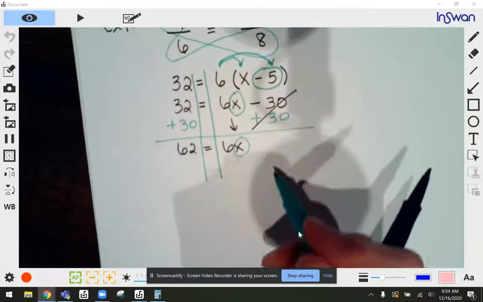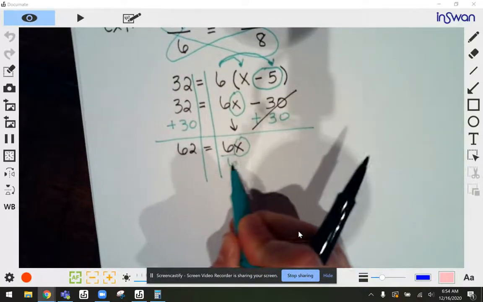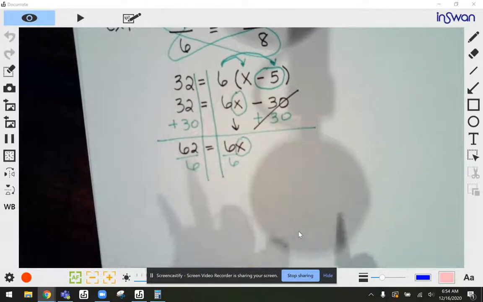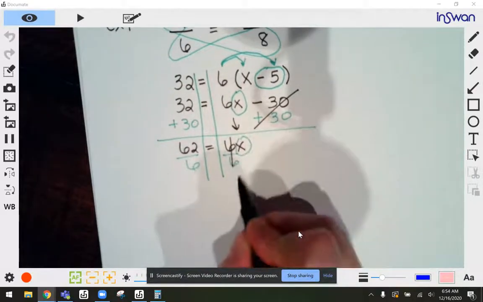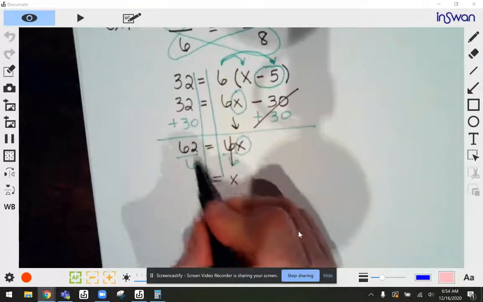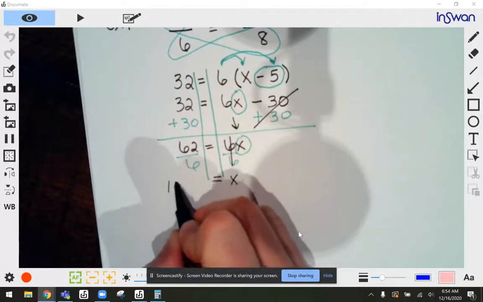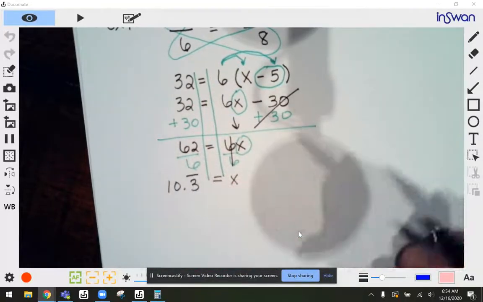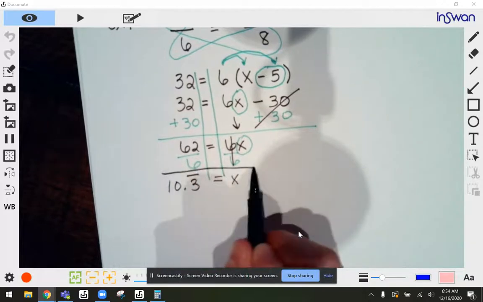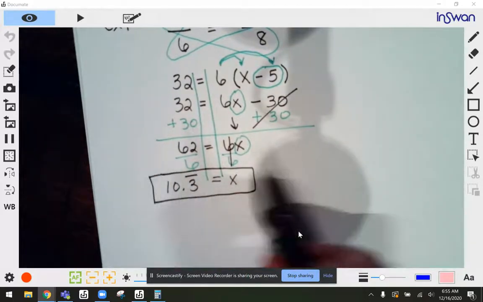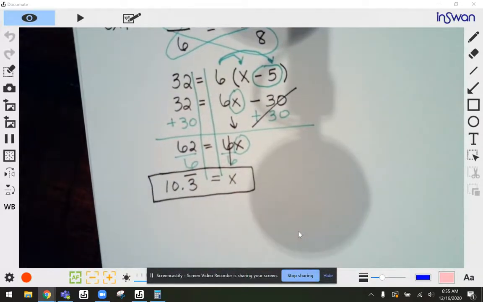Final step to get x by itself would be to divide by 6 on both sides so that those 6 make 1x or just x. And 62 divided by 6 is 10.3 repeating. You are allowed to use calculators on these. You're going to get some repeating decimal answers, and that's absolutely fine.